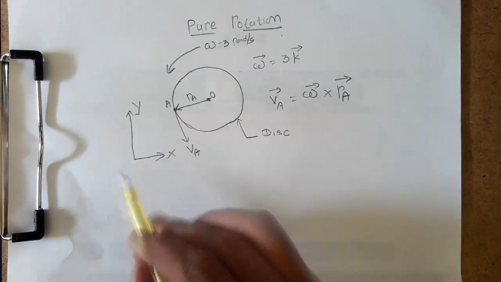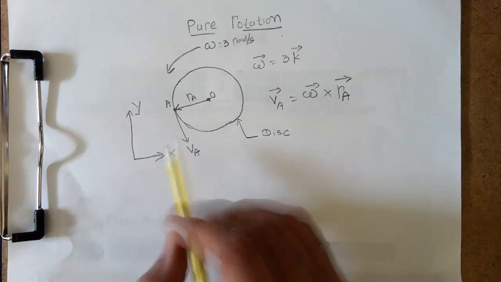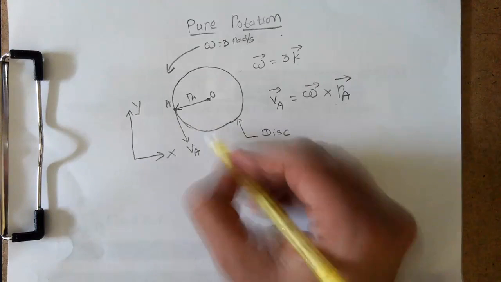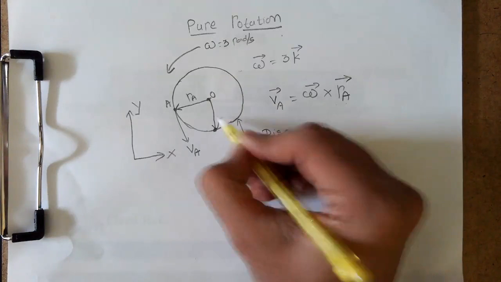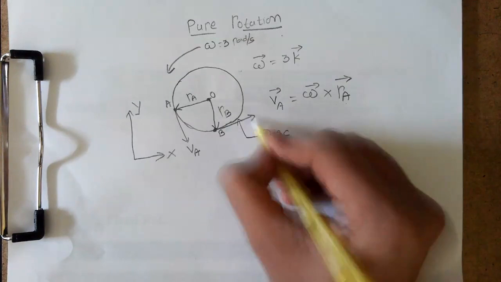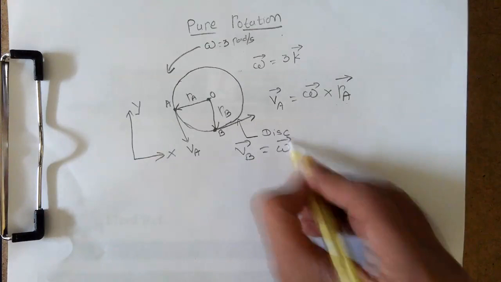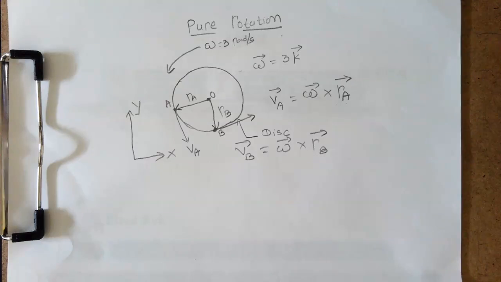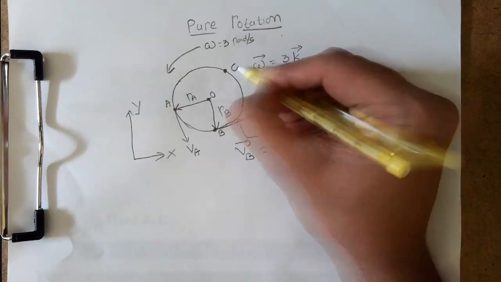So remember this concept: when any link or any rigid body is under pure rotation, the velocity of any point on the rigid body can be obtained by defining a position vector. Let's say if this is point B, it can be defined using a position vector and the angular velocity, using the cross product equation, which is omega cross R_B, if it is for point B. You can consider any other point on the disk.